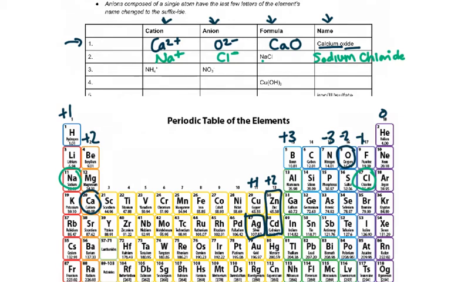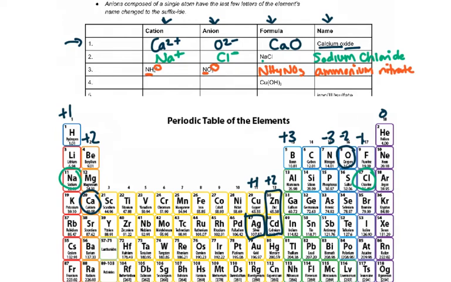Next, it has 2 capital letters. We need to recognize that these are polyatomic ions. It's a -1 and a +1, so I only need one of each: NH4, NO3. And then the name of NH4 is ammonium. I knew that because it's on my polyatomic ion list. And then the name of NO3 is nitrate. Again, I knew that because it's on my polyatomic ion list. We don't change the names of polyatomic ions.